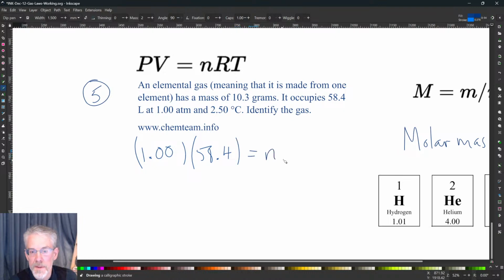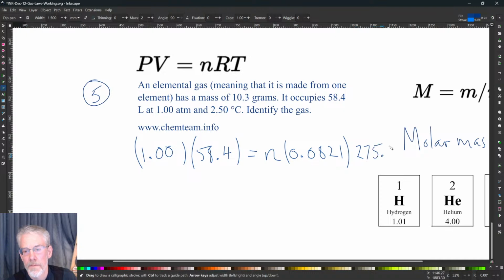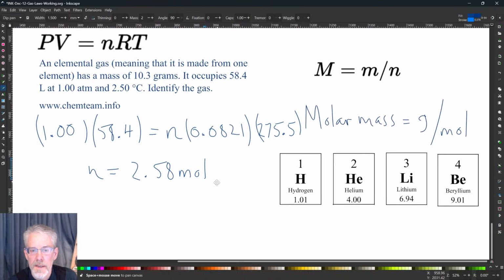We want to find moles, because if we know the moles and we have the grams, we can find the molar mass and just look it up on the periodic table. We have R, since we have atmospheres, that's 0.0821. And then we have a temperature, which would be 275.5. So if you do all of this and solve for n, what does n equal? 2.58 moles. So you get to that and you're thinking, okay, we're pretty close here.